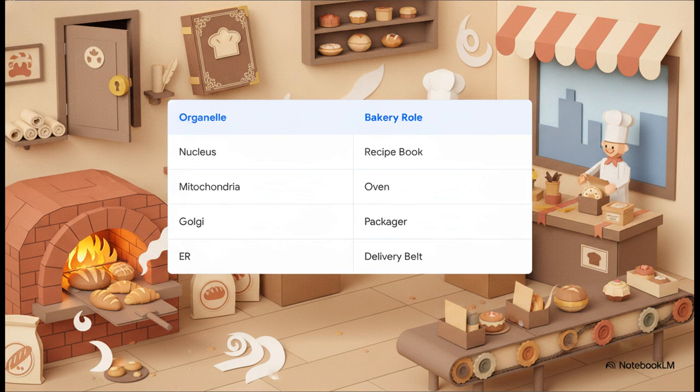Imagine a bakery. The nucleus is the master recipe book, locked safely away in the manager's office, holding all the instructions. The mitochondria is the roaring oven, providing the heat and energy to actually bake. The Golgi apparatus is the packaging counter, where the fresh bread is boxed up and labeled. And the endoplasmic reticulum acts just like the delivery belts, sliding those finished pastries right out to the storefront. Honestly, you can pick almost any system in the world, and you are going to find these exact same cellular roles perfectly mirrored in it.